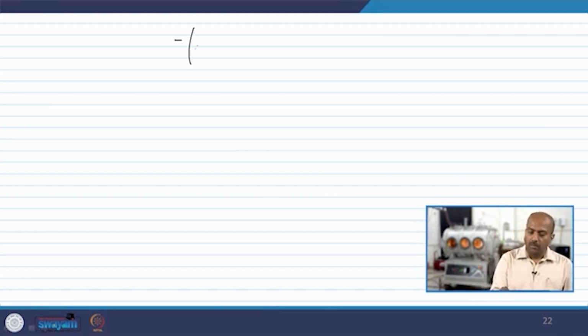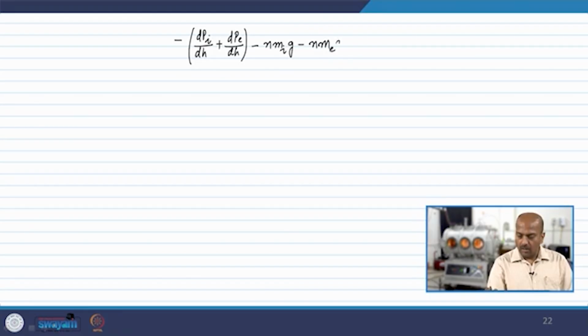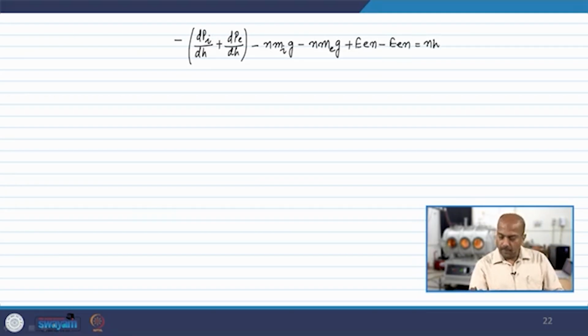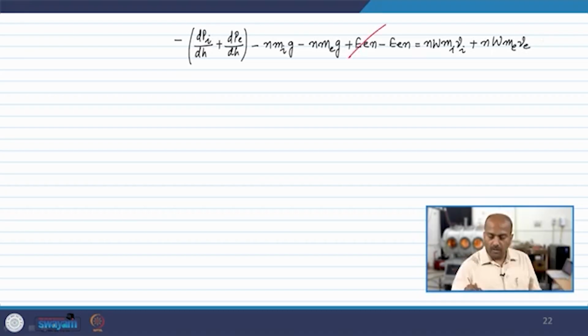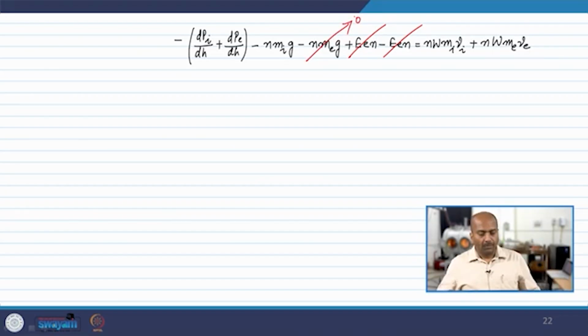It will look something like this: minus dPi by dh plus dPe by dh, minus n Mi g minus n Me g plus E e n minus E e n is equal to n w Mi nu I plus n w Me nu E. So, this will get cancelled and this will be very, very small because of the mass of the electron being very, very small, can be neglected, and this one also can be neglected.